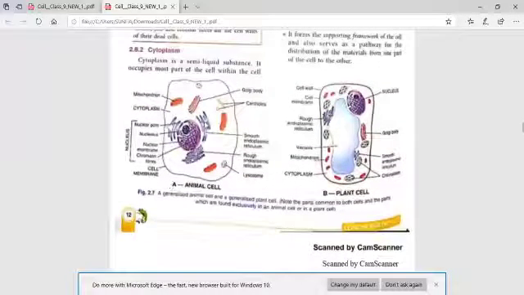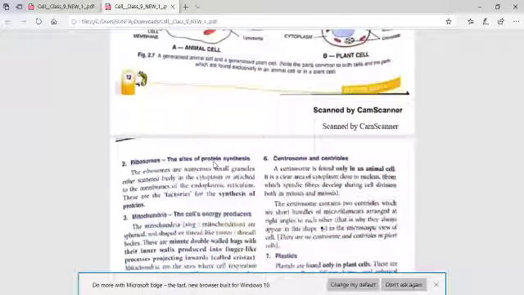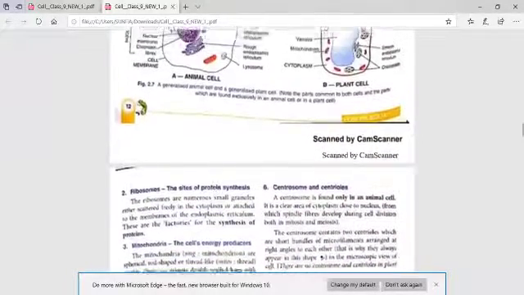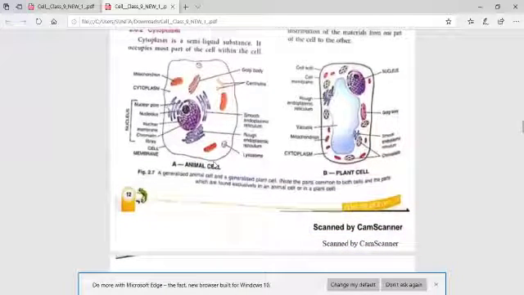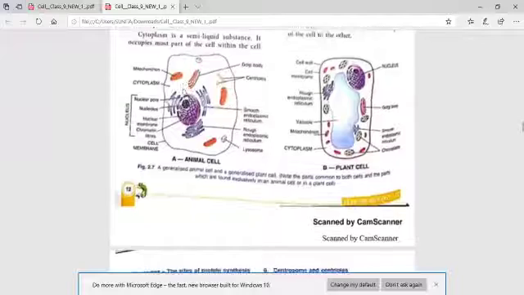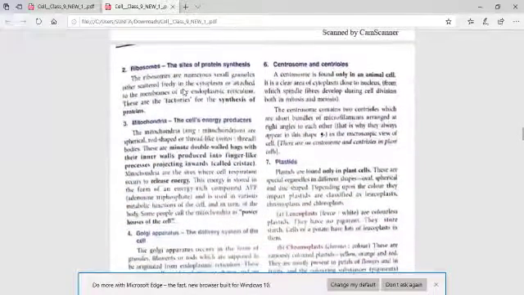One more thing which is not mentioned: ribosome is amembranous. It doesn't have a membrane around it. So ribosome is an amembranous organelle. Next, we will come to the next structure, that is mitochondria. Mitochondria is called the powerhouse of the cell, right?